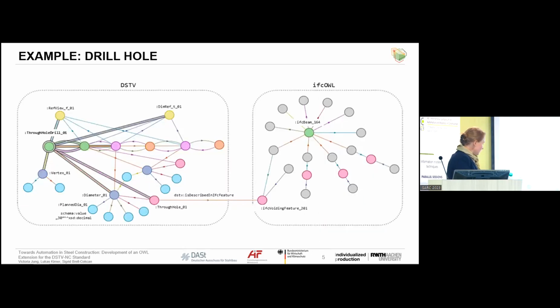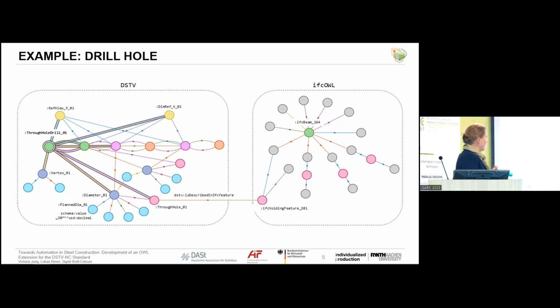And this is a visual representation of our result, basically. We used the existing IFC OWL structure. As you can see here, we have an IFC beam, which has a voiding feature. So we take the example of a drill hole, and this voiding feature is the drill hole.